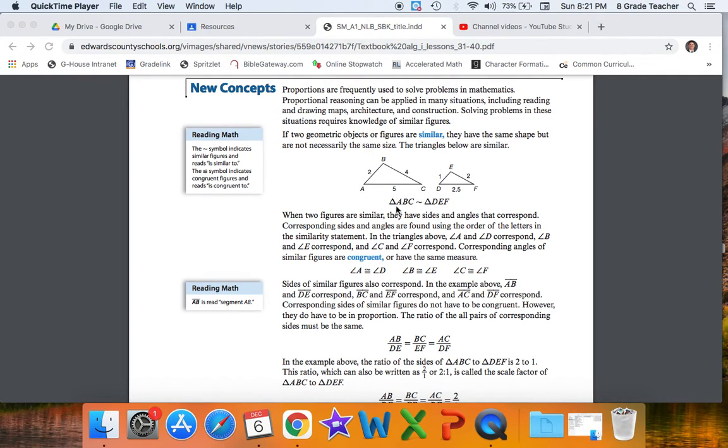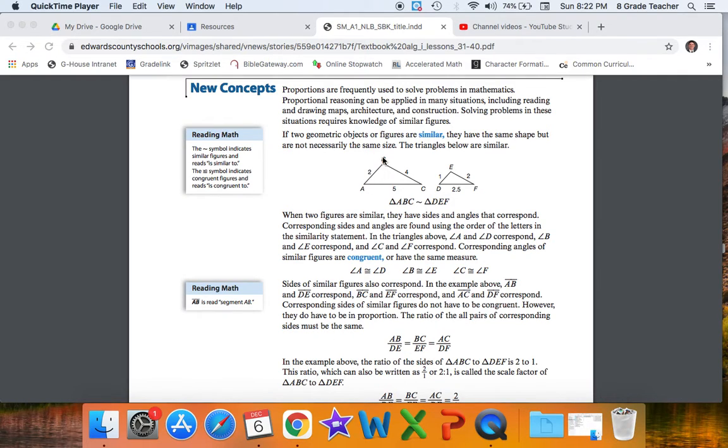In the example above, A and B corresponds to D and E. B and C corresponds to E and F. A and C corresponds to D and F. Corresponding sides of similar figures do not have to be congruent. However, they do have to have proportion. The ratio of them in pairs of corresponding sides must be the same.